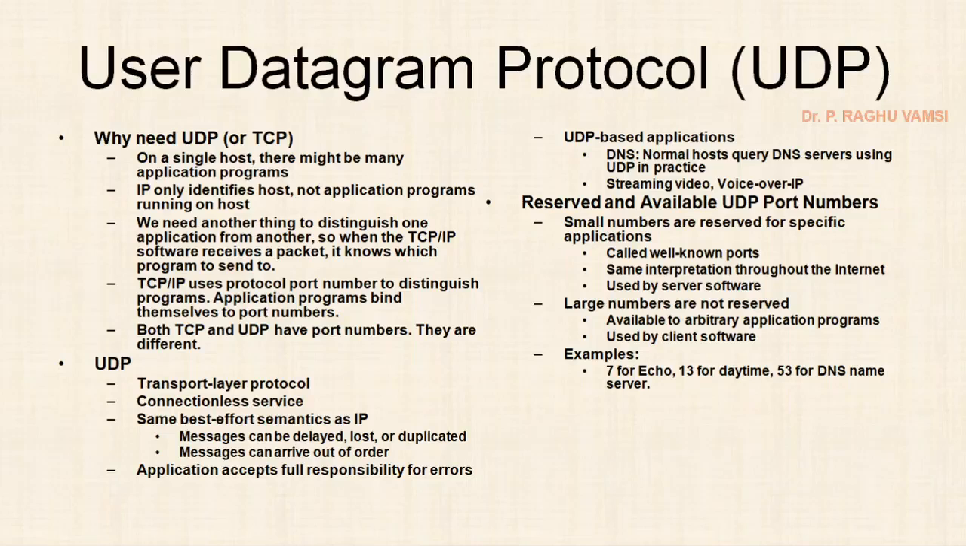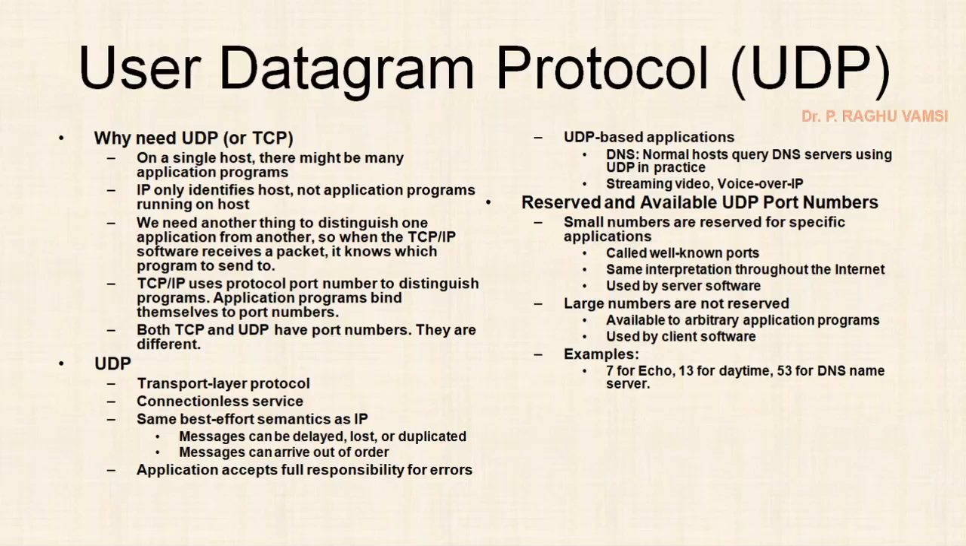So it depends upon the ICMP protocol, which mainly focuses on identifying the best route and knowing about congestion, etc. In the same way, UDP also does not guarantee delivery. However, it will try its best effort, but even if a packet is lost, it cannot be retransmitted back like TCP. It has the same best effort semantics as IP. Messages can be delayed, lost, or duplicated, and messages can arrive out of order also.